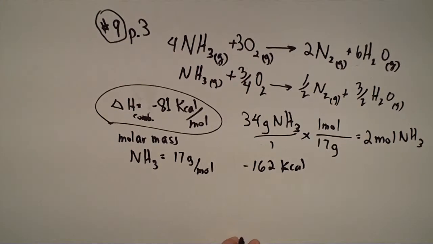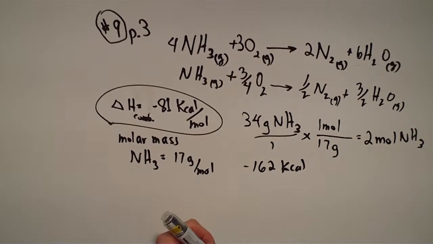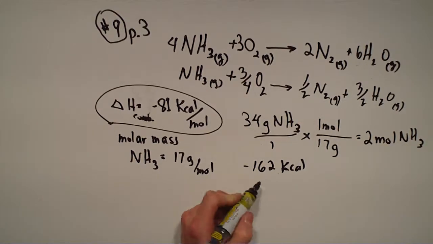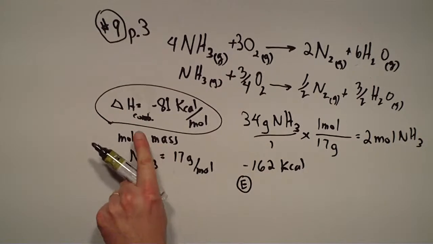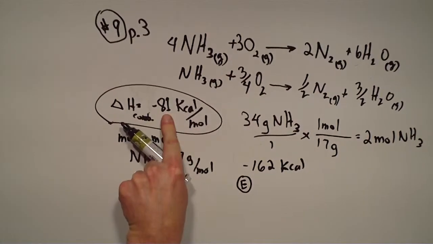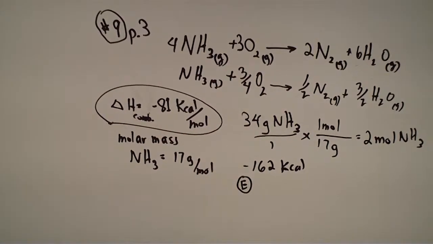Now the packet here says positive 162, and that's okay. The answer has to be selection E, although I will remind you that since this is exothermic, it is a negative 162 kilocalories.